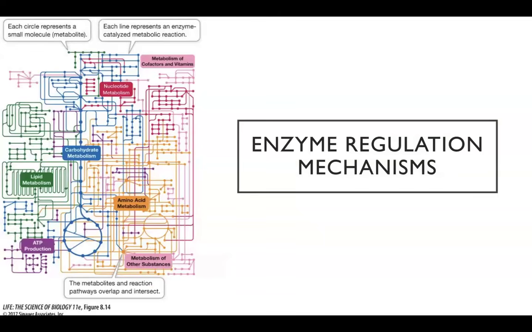Enzyme regulation mechanisms. As you see here, a lot of our metabolism of different amino acids, nucleotides, lipids, etc., everything is correlated with one another. So we have lots of regulation mechanisms to ensure we don't create too many substrates or too many products, that too many substrates aren't binding, etc.